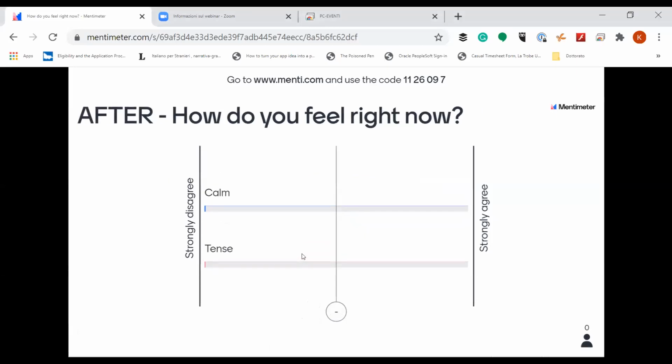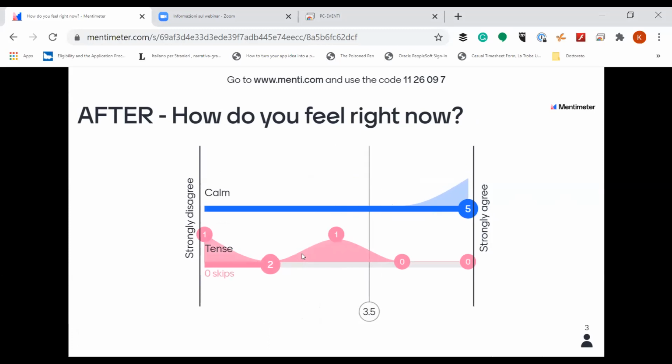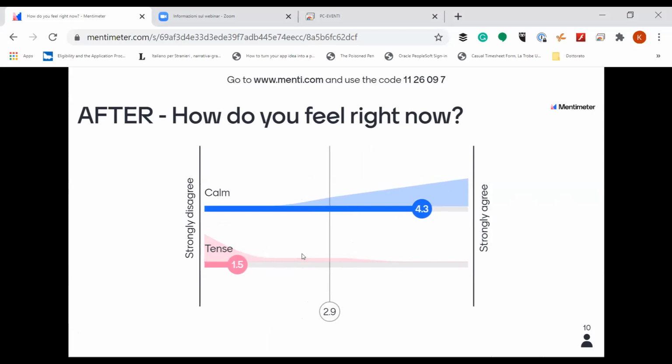Now the code is still 1126097. And let's see what comes. Oh, fantastic. I love that result. Oh, yes. Seems to be pretty good. And we only did a very little.